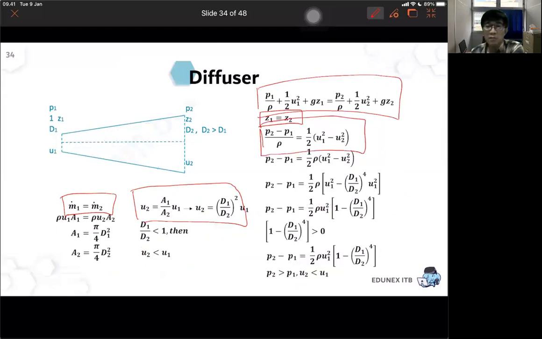Then you can rearrange the parameters. You can calculate, like, P2 minus P1 equals what? P1 minus P2 equals something. And then U2 equals what? And then, yeah, equals. Please try to rederive this equation.